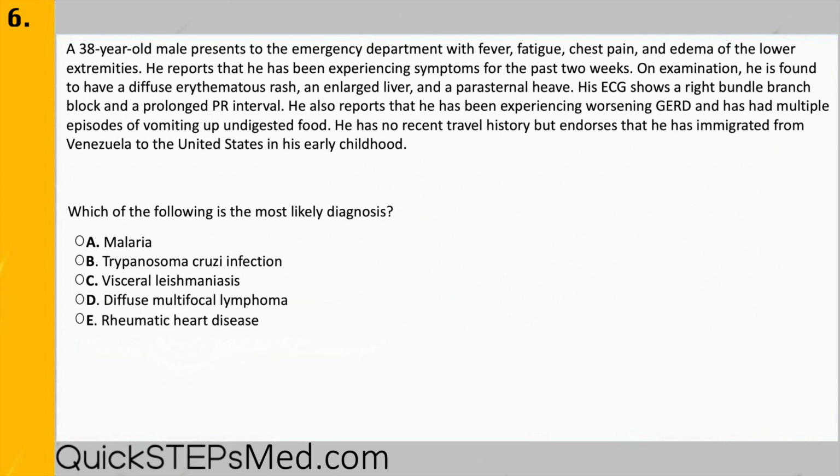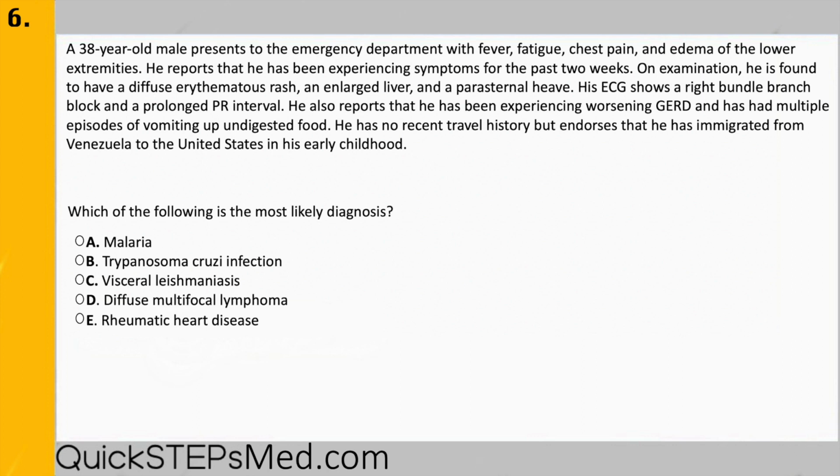EKG shows some electrical conduction abnormalities of the heart, and worsening GERD. And he's been vomiting up some undigested food, which indicates potential achalasia. And his only exposure is a remote exposure in Venezuela. So if we are thinking an infectious cause for this, which it seems to be consistent with, right? Fever is usually consistent with that. He has these weird symptoms.